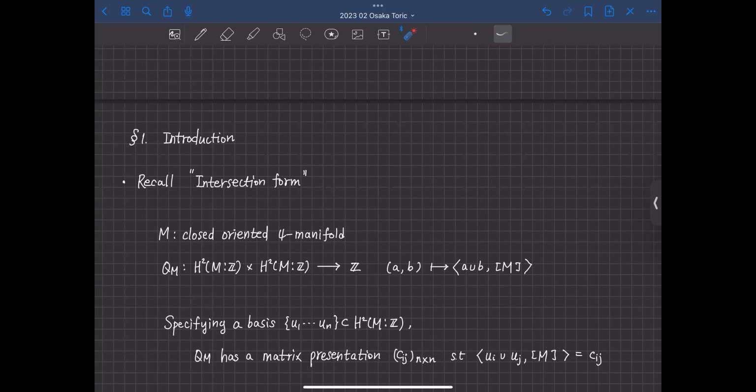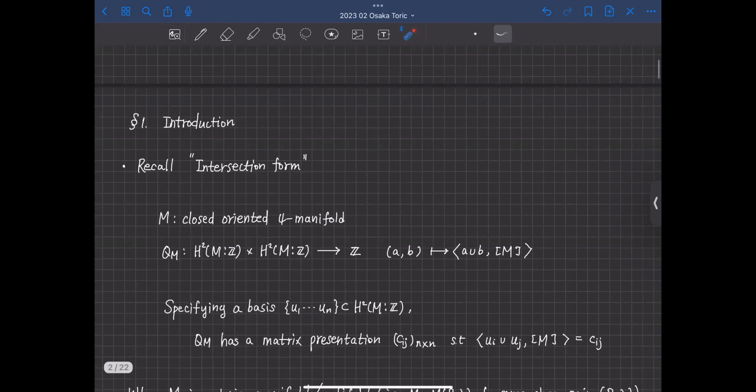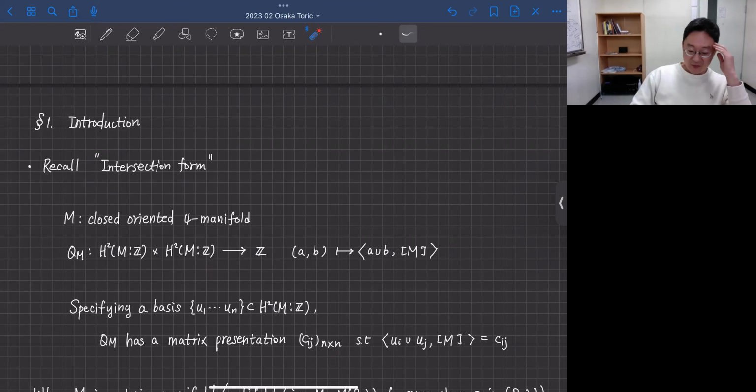If you specify a certain basis in this cohomology, like U1, ..., Un, then this intersection form can be represented by a square matrix, where the entry is the cup product Ui cup Uj paired with the fundamental class. Just basic linear algebra.